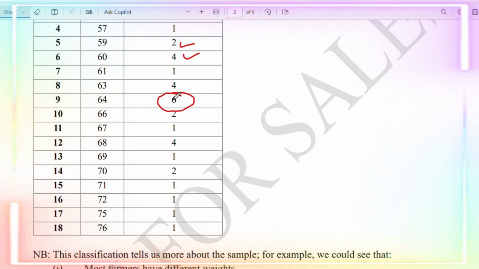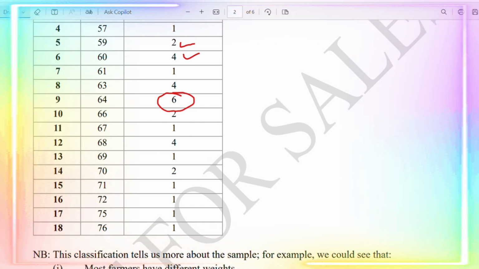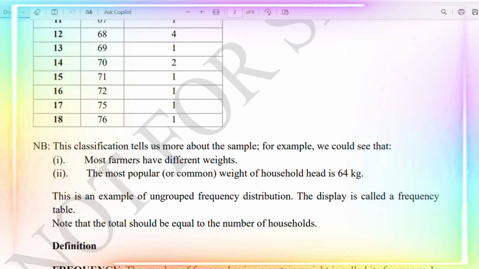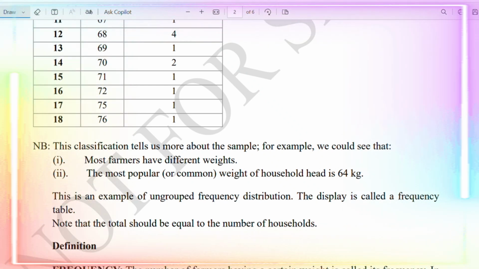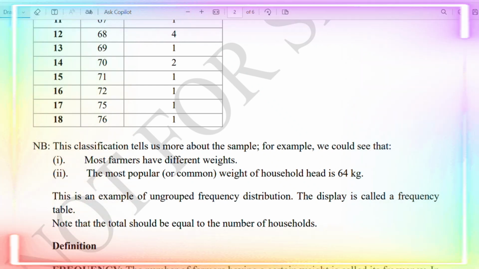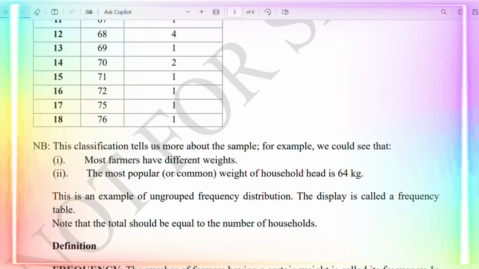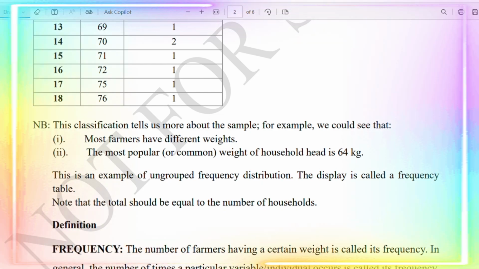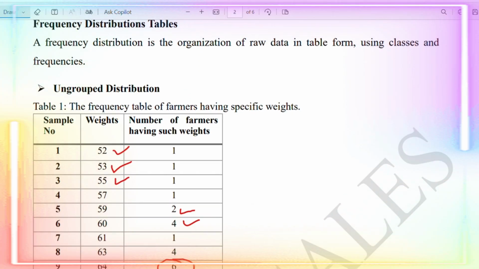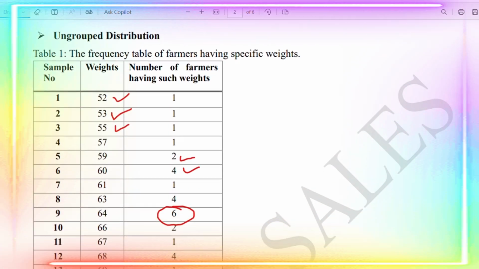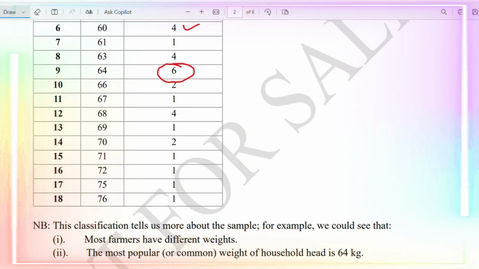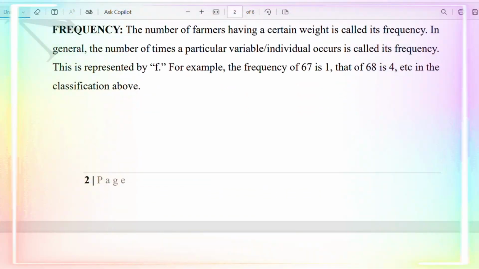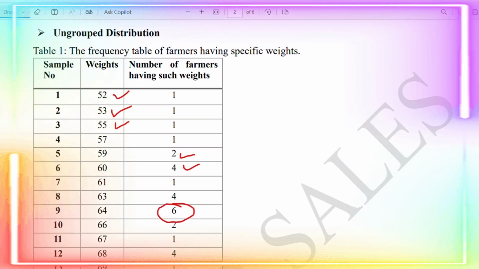So that is the most occurred value. So this is an example of ungrouped frequency distribution, and the display is called a frequency table. Note that the total should be equal to the number of households, which is 35. Of course, if you count all these numbers of farmers having such weight, you will discover that we have 35 observations. So now, before we continue from here, I need to say this.